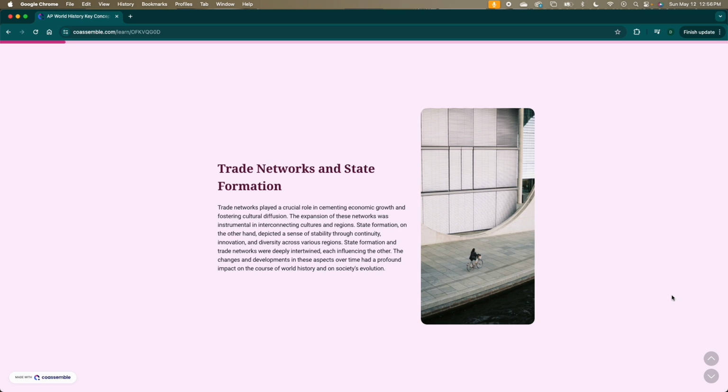Trade networks played a crucial role in cementing economic growth and fostering cultural diffusion. The expansion of these networks was instrumental in interconnecting cultures and regions. State formation, on the other hand, depicted a sense of stability through continuity, innovation, and diversity across various regions. State formation and trade networks were deeply intertwined, each influencing the other. The changes and developments in these aspects over time had a profound impact on the course of world history and on society's evolution. So there's multiple things you could find just in there, as long as you can find evidence for something like an LEQ, or you could use to add complexity to your DBQ.